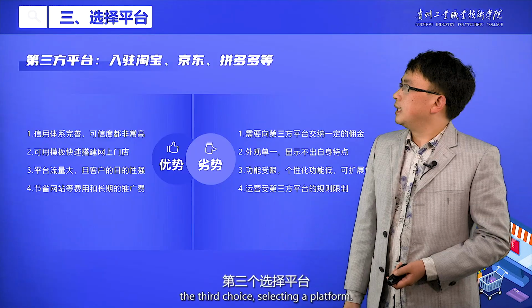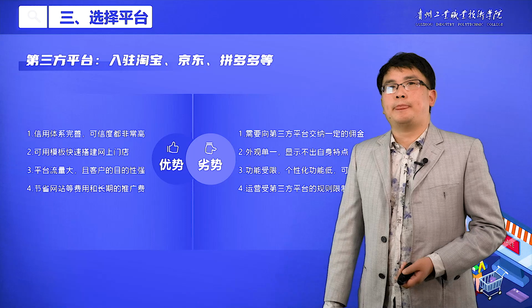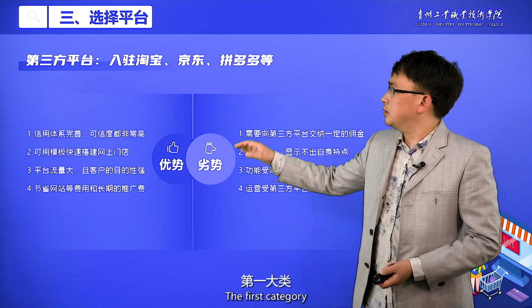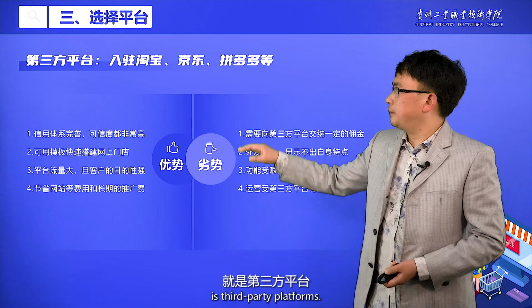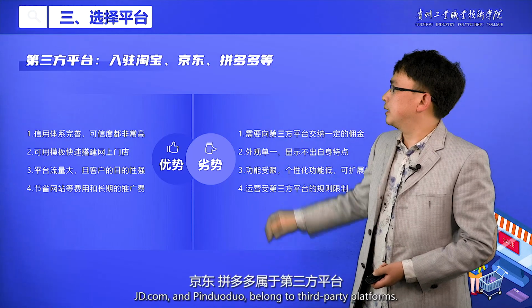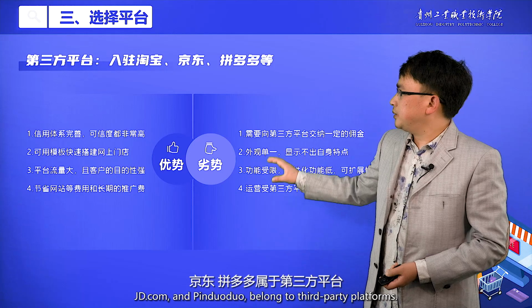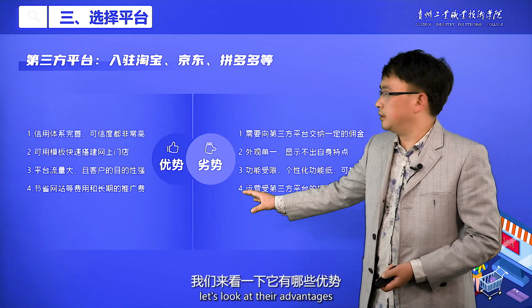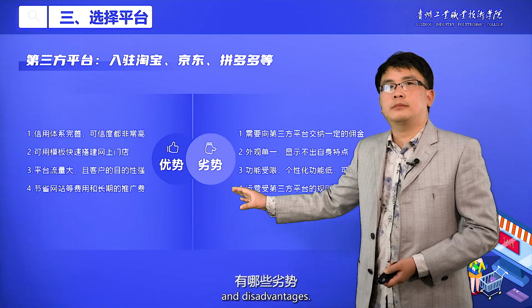Let's take a look at the third choice, selecting a platform. Choosing a platform mainly falls into two categories. The first category is third-party platforms. Third-party platforms, such as Taobao, JD.com, and Pinduoduo, belong to third-party platforms. So, for third-party platforms, let's look at their advantages and disadvantages.